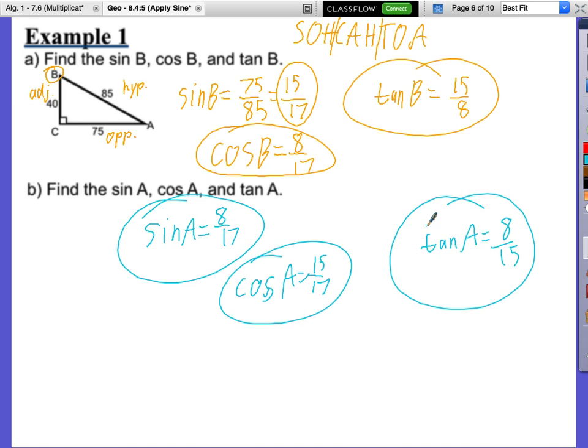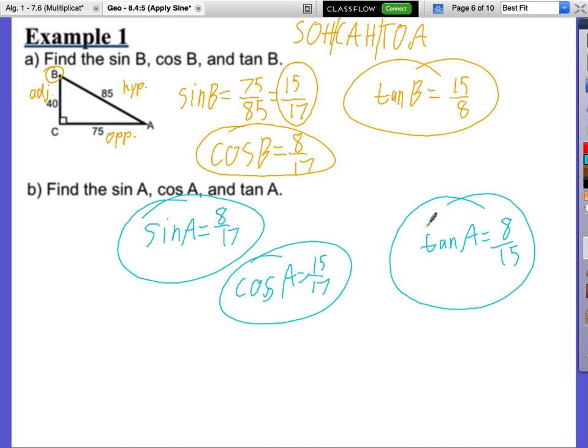what do we notice about the sine and cosine of angle B compared to the sine and cosine of angle A? They switch with each other, right? Our answer for sine of angle B became our answer for cosine of angle A. Sine of one angle of this triangle is going to be the same thing as cosine for the other angle. Sine and cosine of the same angle were different, but the sine of one angle of this triangle is the same as cosine for the other angle. And the cosine of this angle is the same thing as the sine of the other angle.